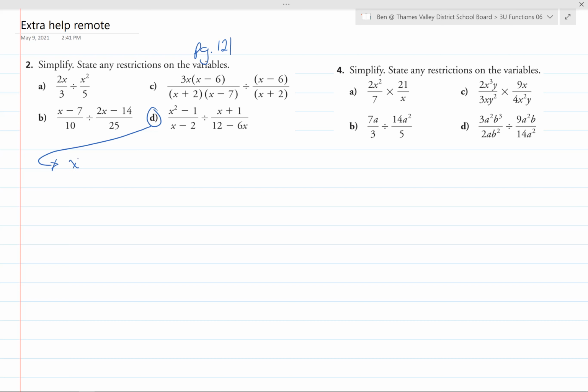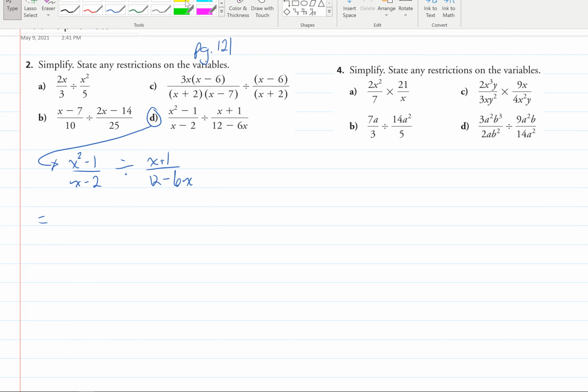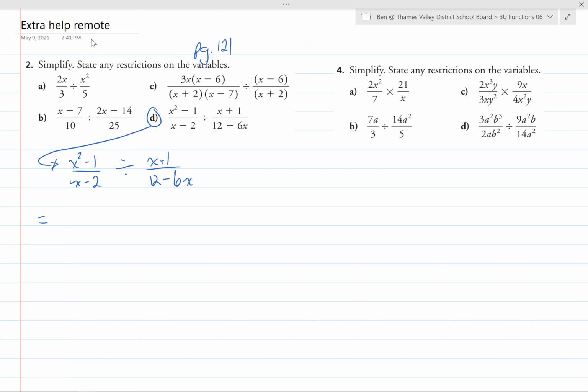So we have x squared, I'm just going to rewrite this here, x squared minus 1 divided by x minus 2, all divided by x plus 1 divided by 12 minus 6x. So the very first step that we need to accomplish here is we need to factor. We need to factor any parts of these fractions that we're able to.